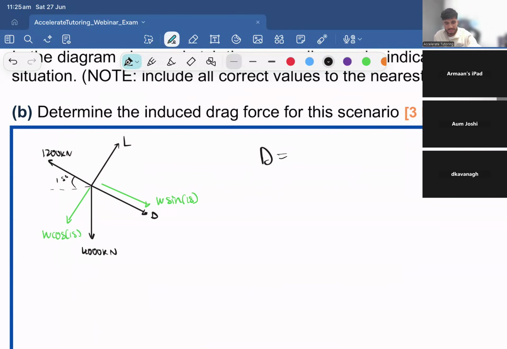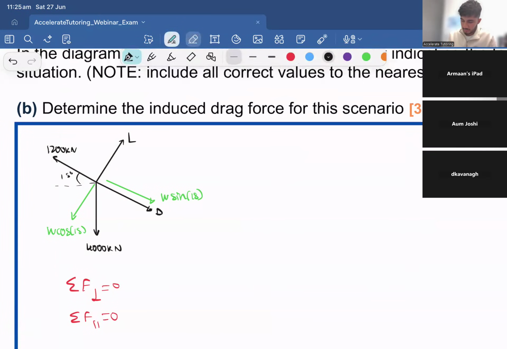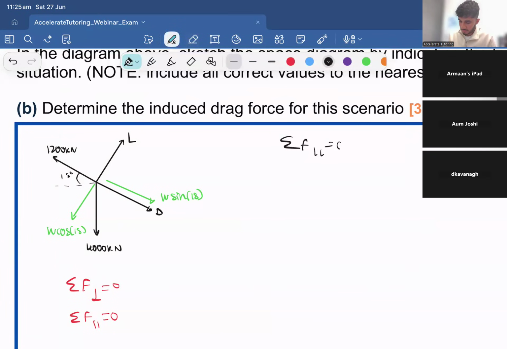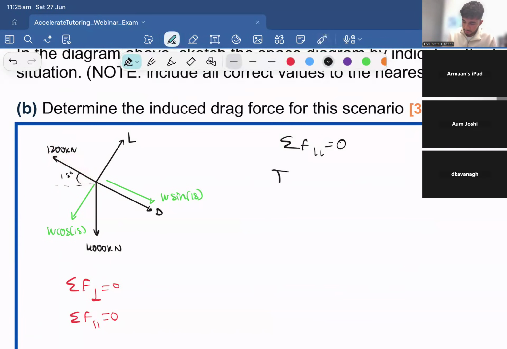Go back to your basics of year 11, year 12. So sum of forces perpendicular, sum of forces in parallel. Since this is at constant velocity, we can assume it's like an equilibrium system. So all we say, we look at sum of forces in parallel. Yeah, that's it. So we take up as positive. So thrust is equal to drag plus W sine 15. Therefore, drag is thrust minus W sine 15.